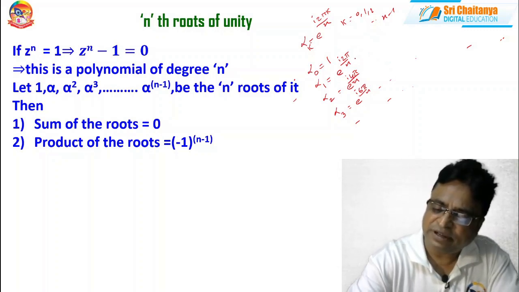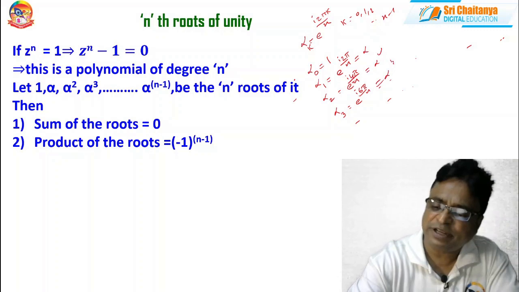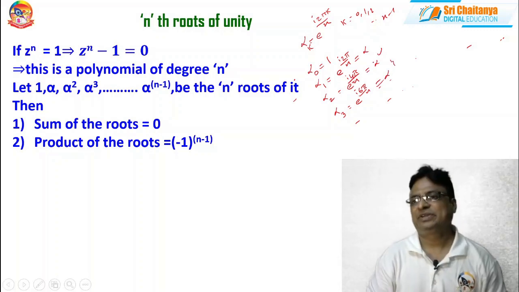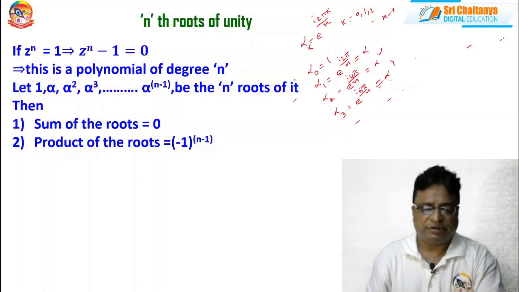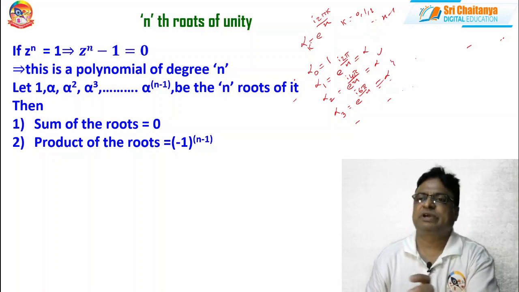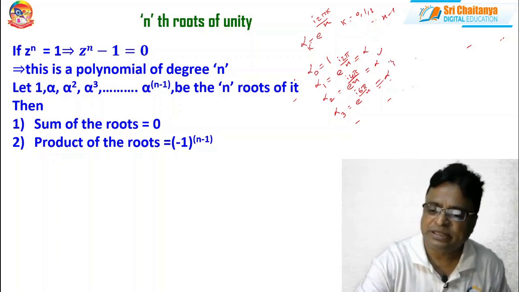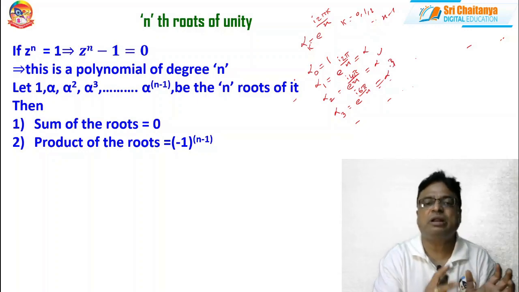If it is alpha, then it is what? Alpha square. Then it is what? Alpha cube, like this only. So these are all what? Notations. So 1 comma alpha, alpha square, alpha cube, etc., etc. These are all what? Alpha power n minus 1. These are all nth roots of unity.